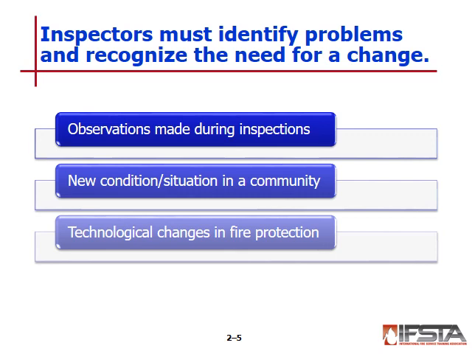Identify the problem. The first step in developing a code or amendment involves identifying the reason it needs to be amended or created. Most communities update all their codes at the same time for code consistency and agreement. Code amendments are presented to address the fire problem, which must be justifiable to the governing body. The need for a change is recognized through observations made during the inspection process and when there is a new condition or situation in a community. Technological changes in fire protection can also be a source for change.